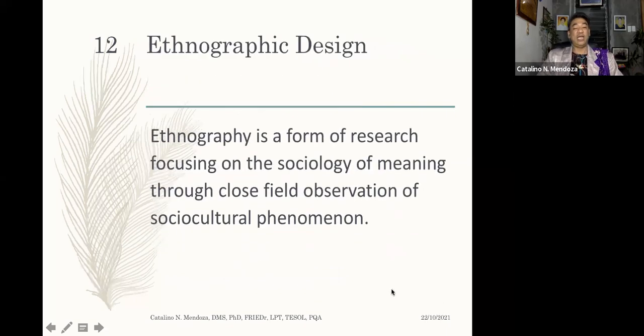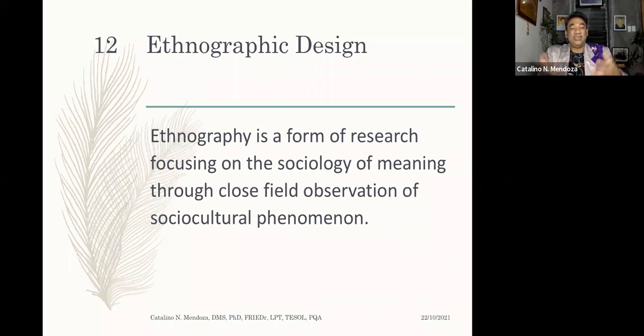So the next one is ethnographic design. Ethnography is a form of research focusing on sociology of meaning through close field observations of sociocultural phenomenon. So ethnography has something to do with the characteristics and behaviors of the people within a certain community, let's say a cultural minority, or even an urban community could be part of this ethnographic design.